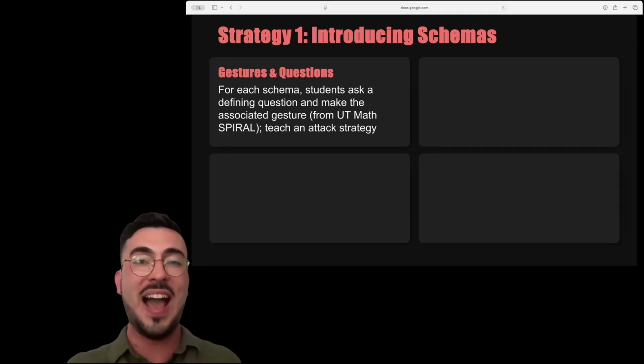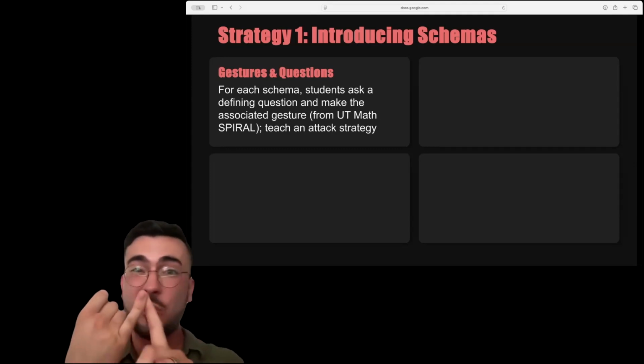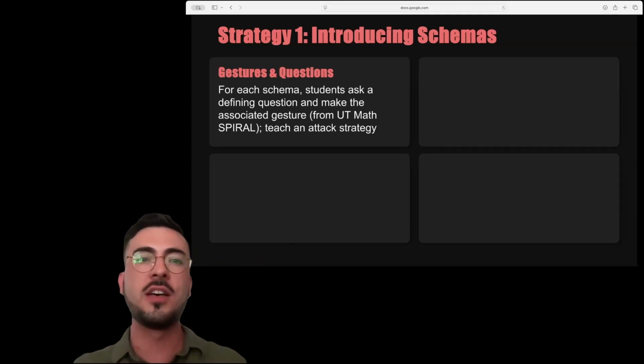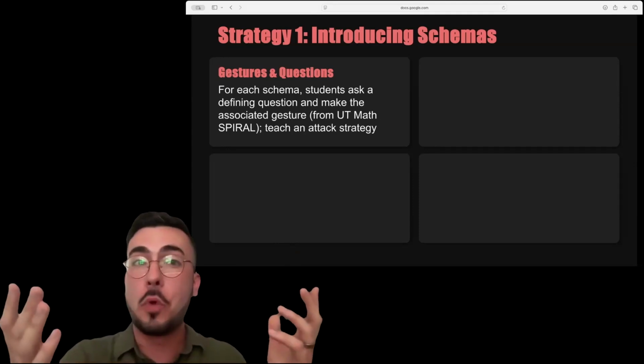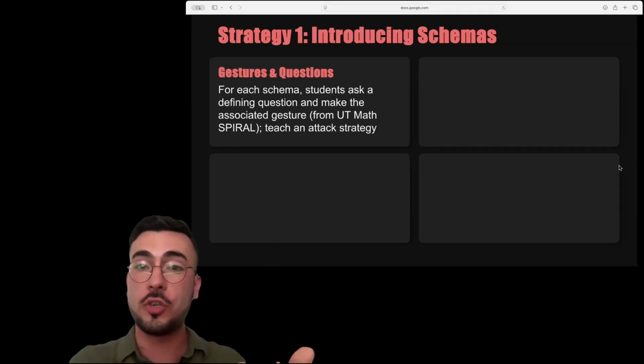You also want to teach an attack strategy. RUN is a great attack strategy. There's other ones in the literature. They all seem to work. Pick one that works for you and for your students.